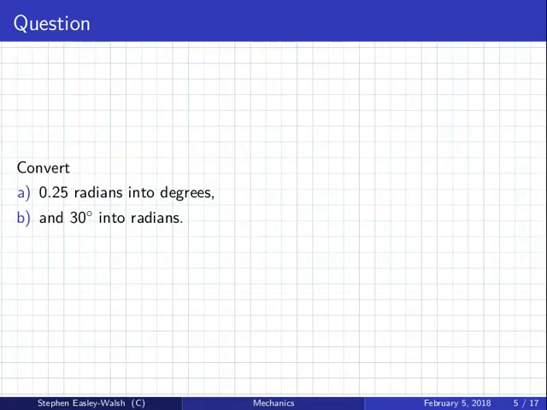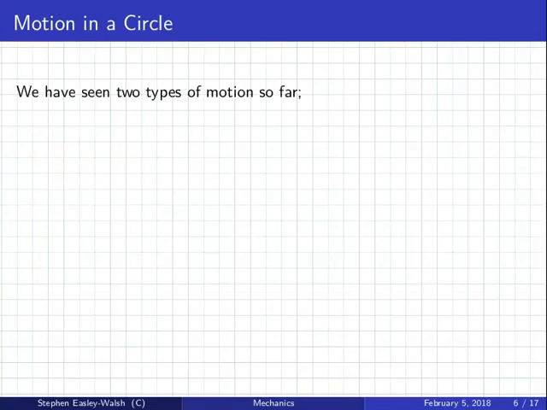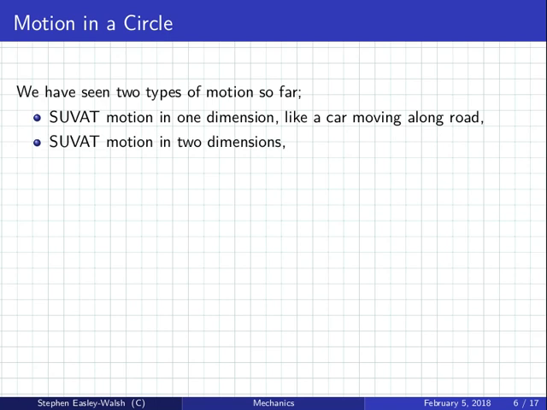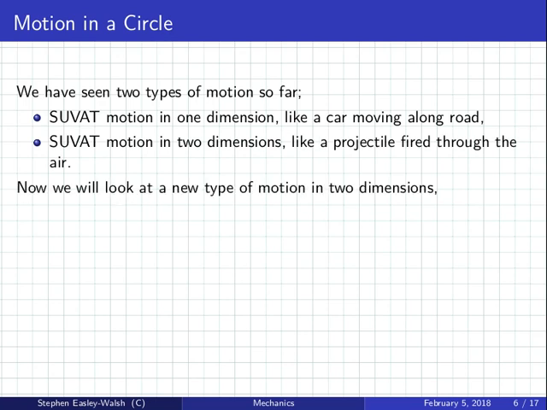Okay. Right. Now, we've seen two types of motion so far in physics. We have SUVAT in one dimension, like a car, you know, easy. And we've also seen SUVAT in 2 dimensions. What motion is that we did in 2 dimensions? What was the motion in 2 dimensions? Projectiles, yeah. Okay. So we're now looking at a new motion today in 2 dimensions called motion in a circle.